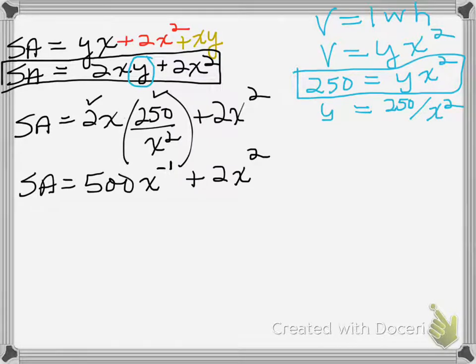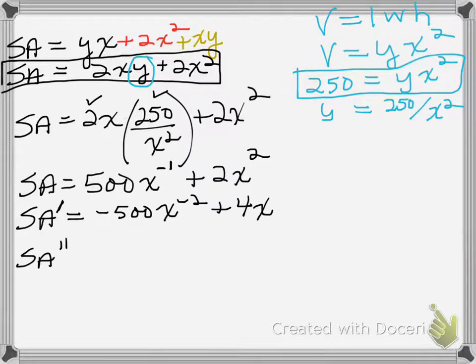So notice how much work you have to do now to get to the situation where you can take a derivative. Our job is to minimize the surface area. So I'm going to take the derivative and I get negative 500 x to the negative 2 plus 4x. That's my first derivative. I'm going to take my second derivative because I know I need to have that anyway. So that's going to be 500 x to the negative 3, excuse me, plus 4.